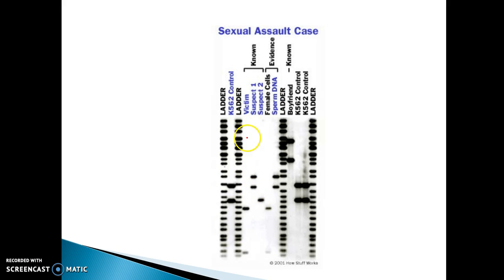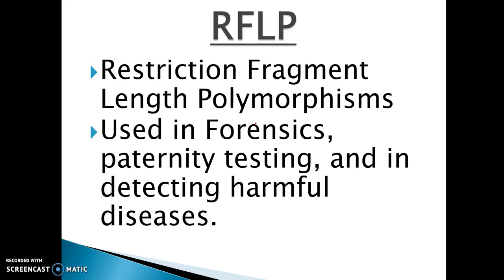All right, so here's what's important. Here's the victim's DNA. Here's suspect 1, suspect 2. Okay, again, this was actually the control for the female, and this is what was at the scene, the female. And this was the sperm. You can see that this and this match up together. So it is actually suspect 1.